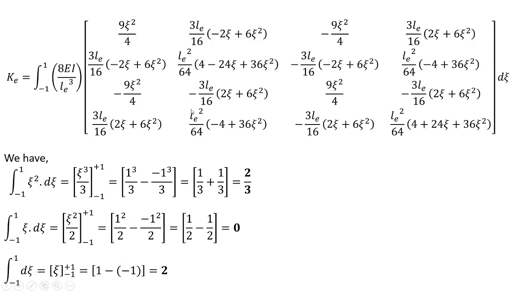And I have a constant also. So integrate the constant with respect to zeta, it will become zeta. When I apply the upper limit minus lower limit, the value is 2. So in the next case, wherever I have zeta square, please remember, I need to substitute 2 by 3, wherever I have zeta I need to substitute 0, and wherever I have constants like this 4, I have minus 4, there I need to substitute the value as 2.